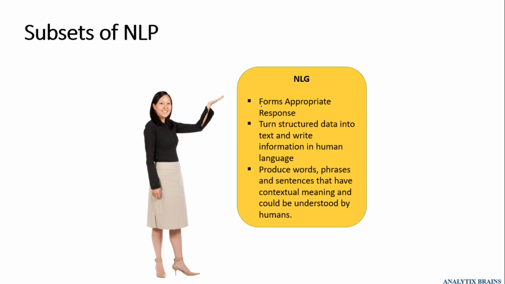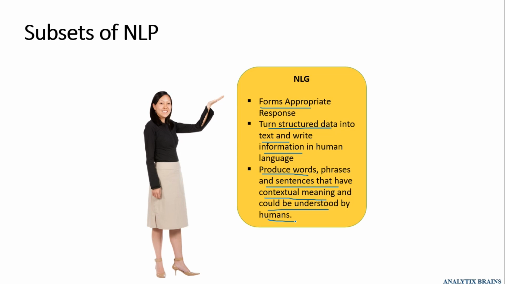NLG. So NLG helps to form the appropriate response. It helps to turn structured data into text and write that text in human language so that humans can understand. This is done by producing words, phrases, and sentences that have contextual meaning and can be understood by humans. So basically, this is what we call natural language generation. Once you have done all the information extraction and data generation from the unstructured data, it is the task of NLG to convert that data in a way that humans can understand.